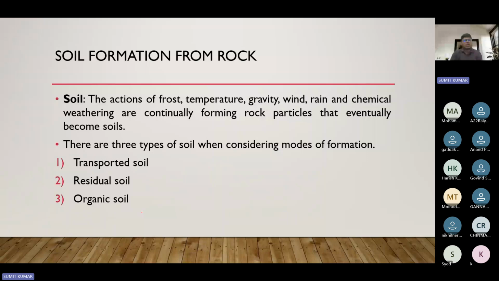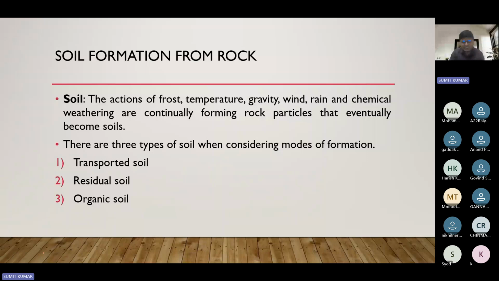Now first of all, start with the soil. The action of frost, temperature, gravity, wind, rain, and chemical weathering are continually forming the rock particles that eventually become soil. So there are three types of soils when considering modes of formation. First is the transported soil, second is the residual soil, and third is the organic soil. Before going ahead, I will explain here only.